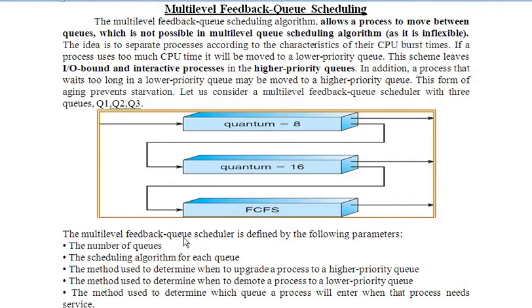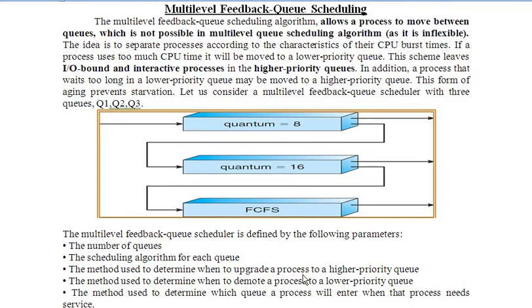Now let us see how the multi-level feedback queue scheduling algorithm is defined. It is usually defined by the following parameters. The first parameter is the number of queues. Here I have 3, there might be 10, 50, whatever number it is. So based on the number of queues, this is defined. Then the second parameter, the scheduling algorithm used for each queue. Here we can see round robin in two and FCFS in another one, so a mix of scheduling algorithms we can use. And the third one is the method used to upgrade a process to a higher priority queue.